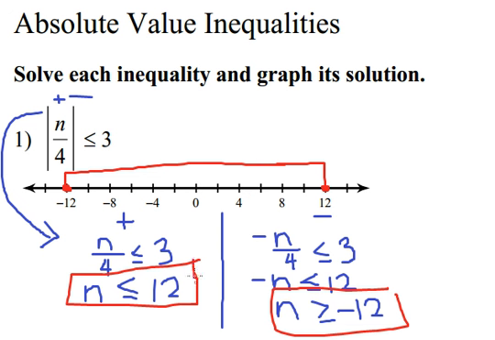This problem here would be an AND problem because n is both. It's not either one, it's always going to be both in this problem.